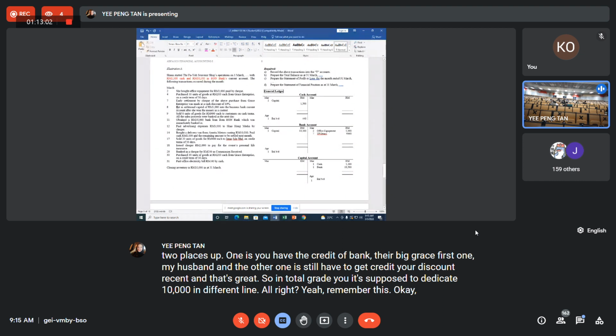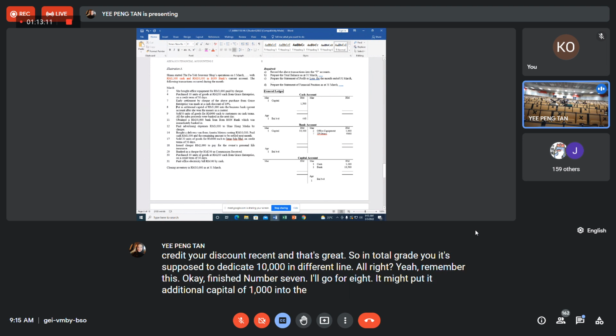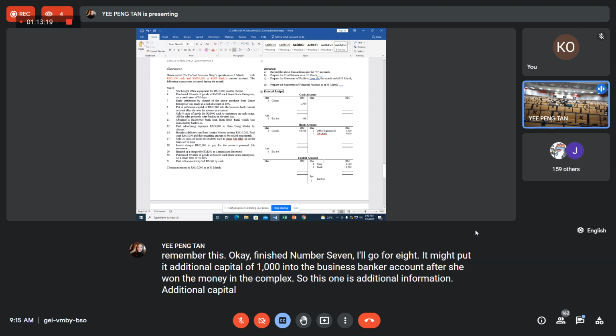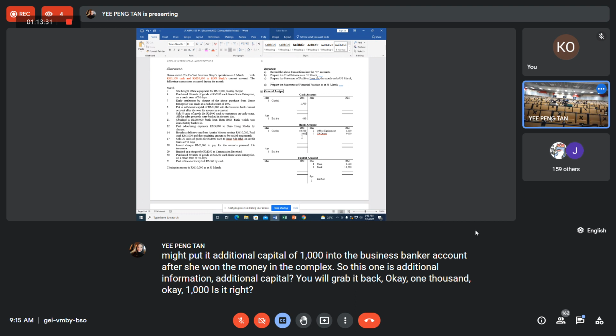Okay, finished number 7. Now we go for 8. She put in additional capital of 1,000 into the business bank current account after she won the money in a contest. So this one is additional capital. You will debit bank, as they put it in the current account, so the current account is the bank account. How much? 1,000. You debit 1,000 to the bank and credit to the capital.